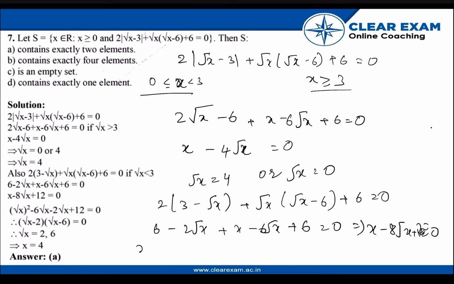Now we have (root x) whole square minus 6 root x minus 2 root x plus 12 equals 0. So this implies root x can have two roots, 2 and 6, which implies x equals 4. So the correct answer is that S contains exactly two elements, 0 and 4.